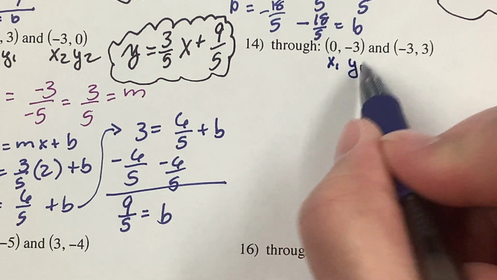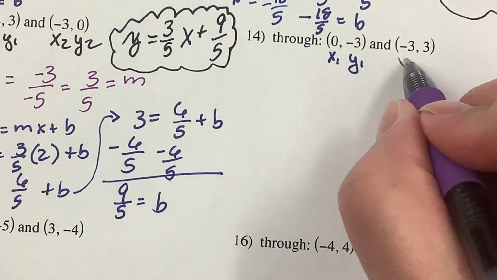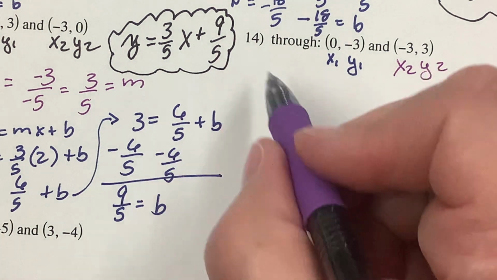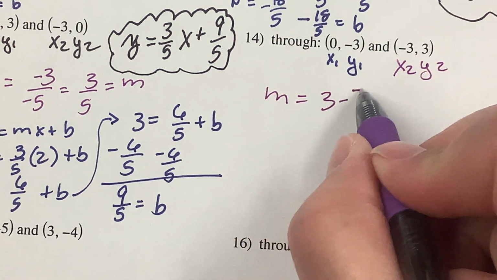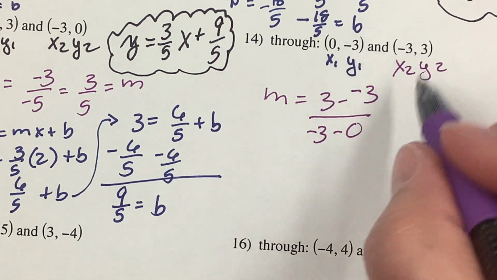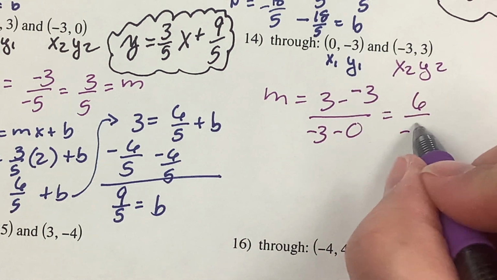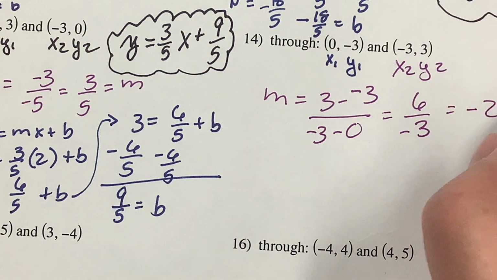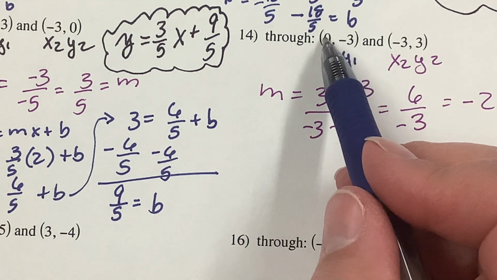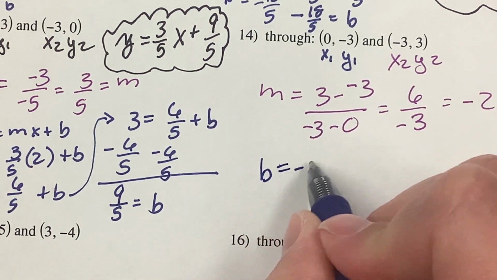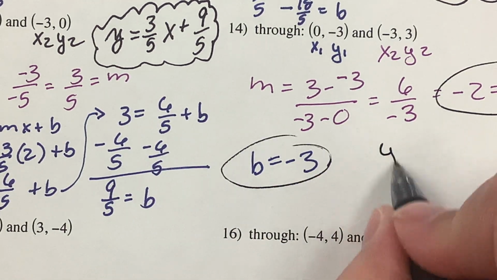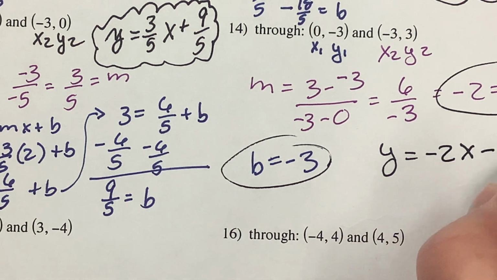x1 is 0, y1 is -3, x2 is 3, y2 is 3. So much easier. m equals 3 minus -3 over 3 minus 0. y2 minus y1 over x2 minus x1. Keep change, 6 over 3. Divide, you get 2 equals m. And b is right here. When x is 0, b is -3. We needed an easy one, right? So m equals 2, b is -3, y equals 2x minus 3.